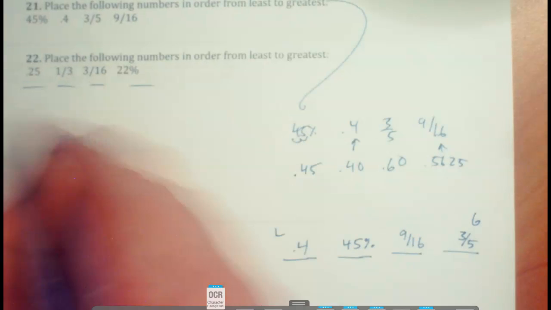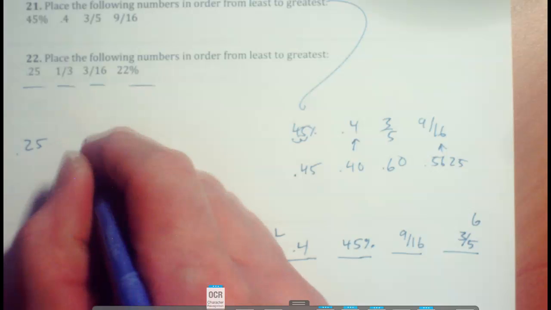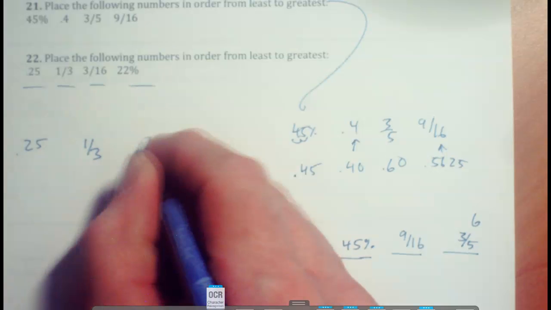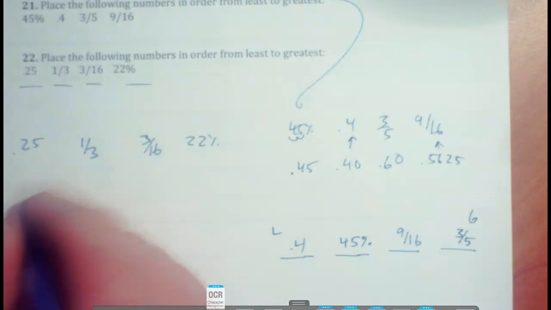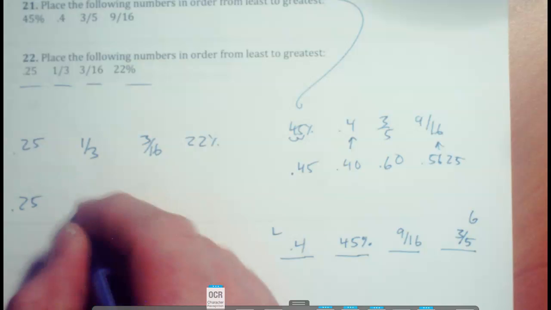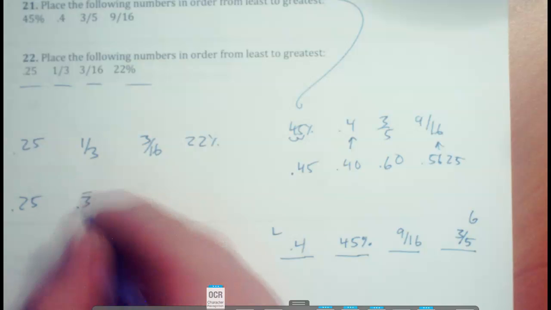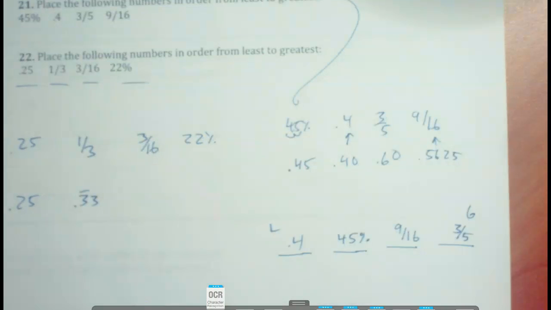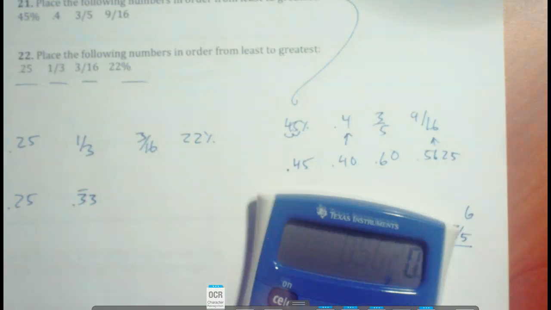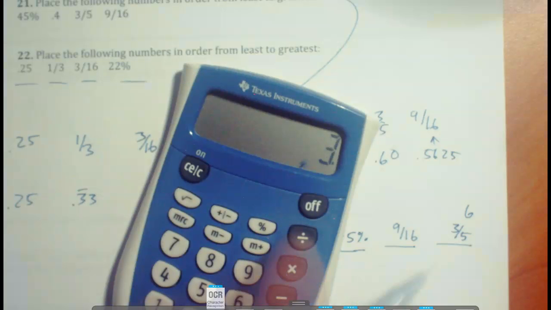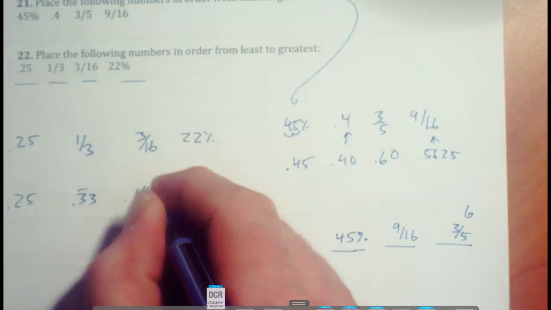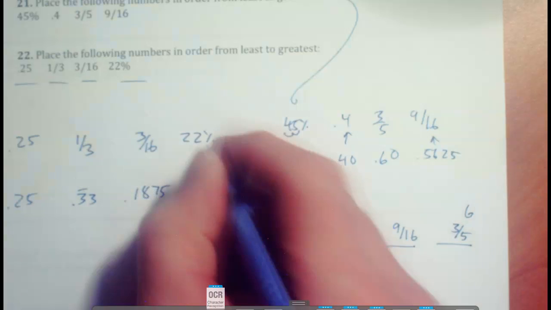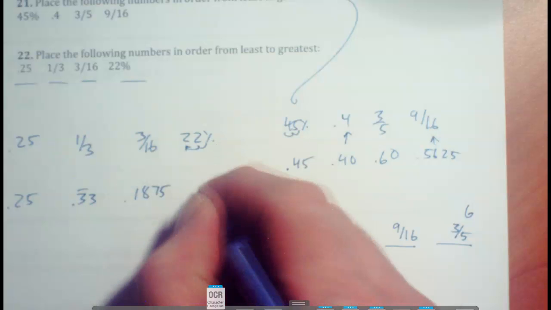Okay, let's do these ones here. 1, 2, 3, 4. So we have 0.25, 1/3, 3/16, and 22%. Let's make them all into decimals. This one's already a decimal. That was easy. 1/3. 1 divided by 3 is 0.3, repeating. I'm just going to put an extra 3 on there so it looks like money. 3/16 should be 0.1875. Let's just double check that. 3 divided by 16 is 0.1875. And 22%. Just move the decimal and you got 0.22.